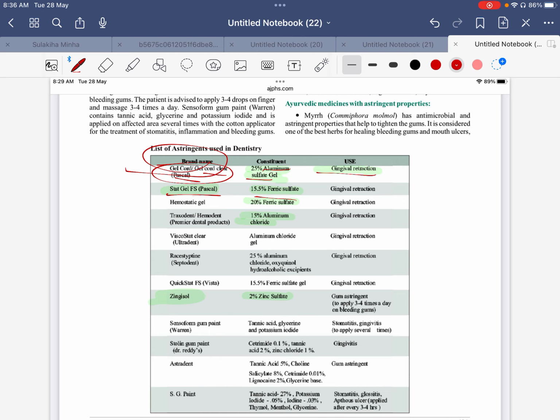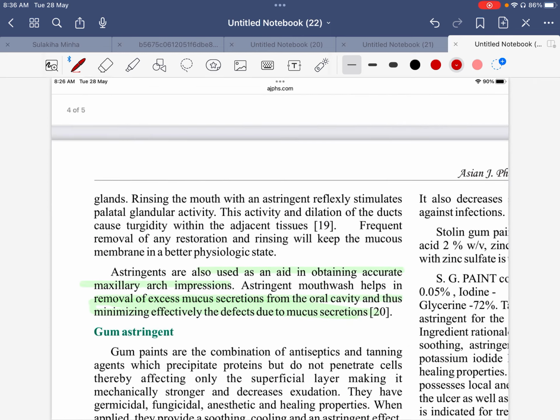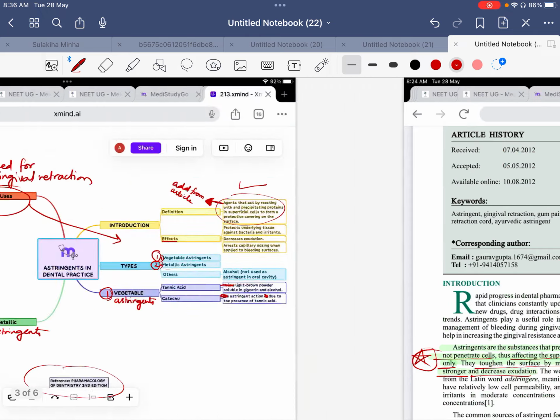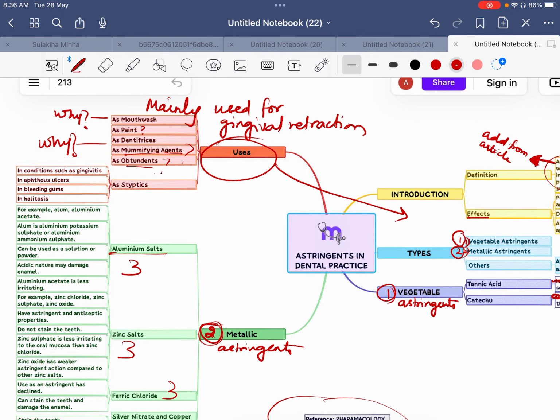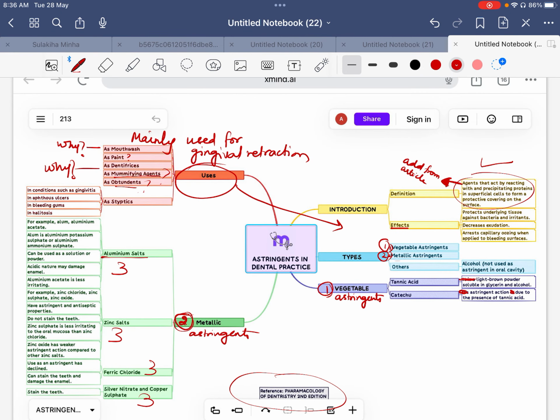What is the brand name? Apart from that, if you have to choose two points, choose them from the article or from the book, and keep at least only three points. So that's about the corrections for astringents in dental practice.